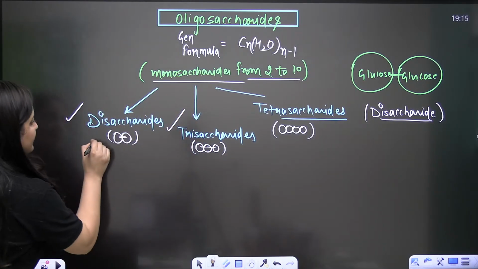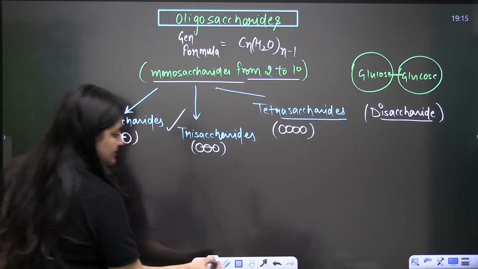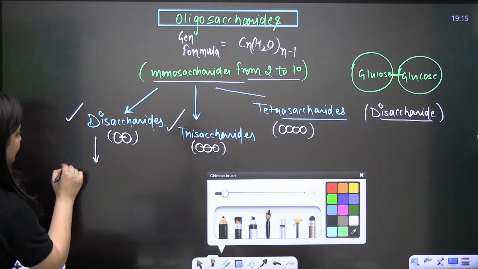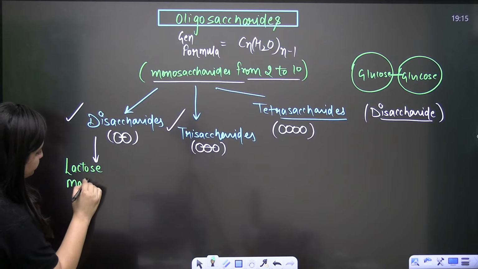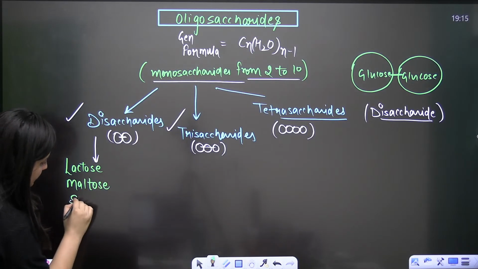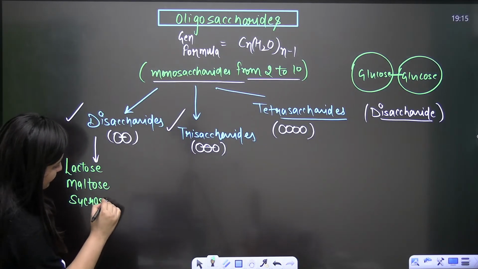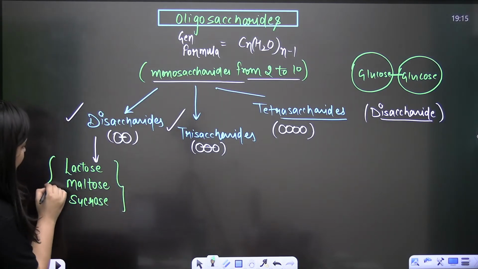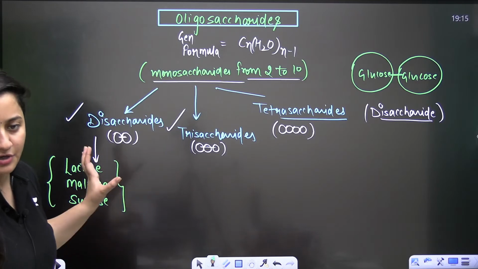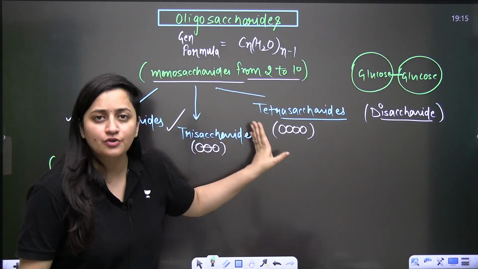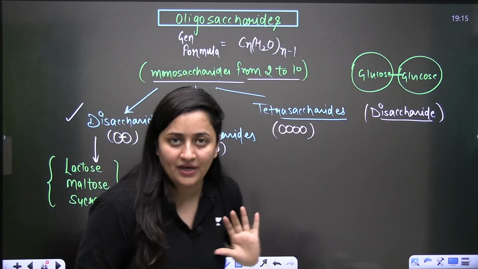Now, in our syllabus, we need to focus on the disaccharides. In the disaccharides, we have the examples of lactose, maltose, sucrose. Even isomaltose is also there. These are the 3 important examples that you need to remember. So we are not going to focus on tri, tetra, hexa, hepta, like this.